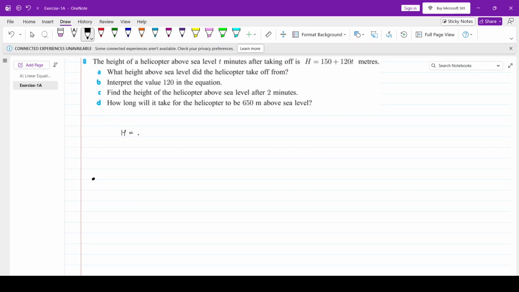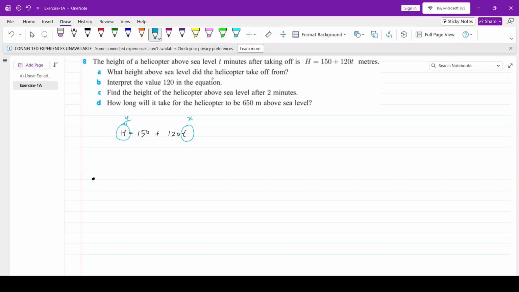The height of the helicopter above sea level is h is equal to 150 plus 120 t. Now there is nothing different in this equation apart from the ones we have been studying. Instead of y we have h, and instead of x we have t. Everything will be done in the same manner.